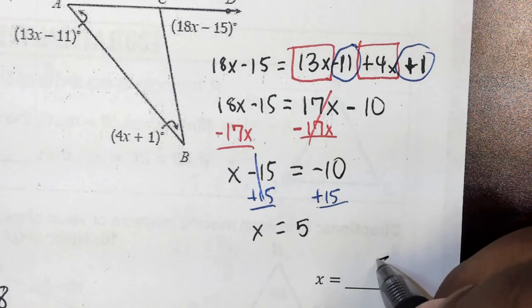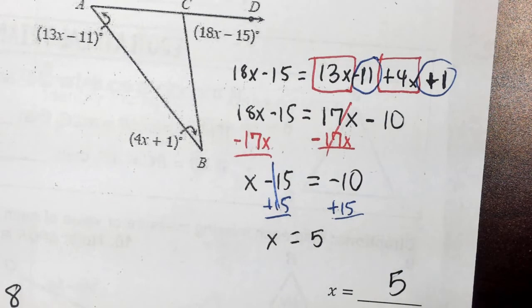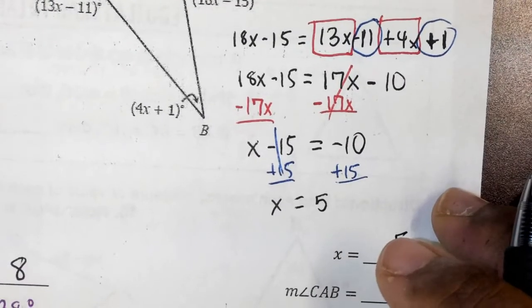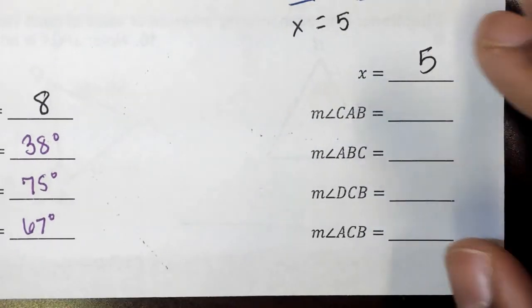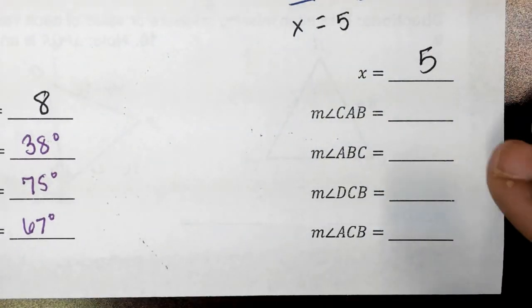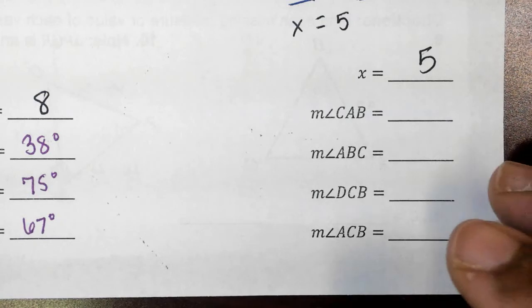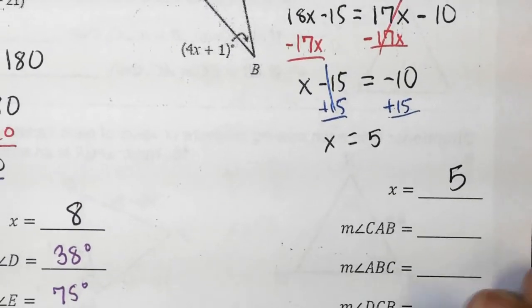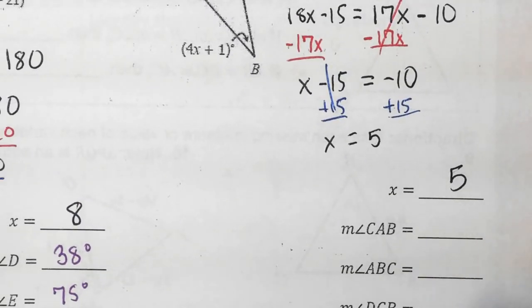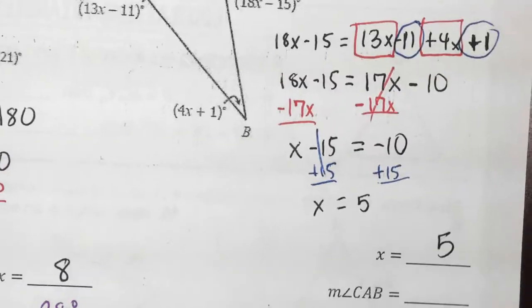Alright, so we got the value of x. Now we need to plug back in. We need to find our angles. This time, they made it a little harder for you, and that's what you need anyway. They said measure of angle CAB, measure of angle ABC, measure of angle DCB, measure of angle ACB. Y'all should still know what all those angles are. Angle CAB, which expression is that?